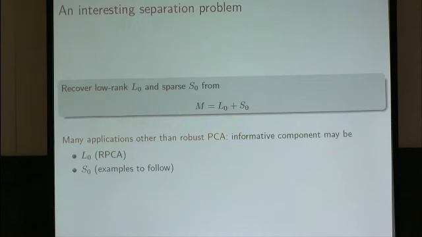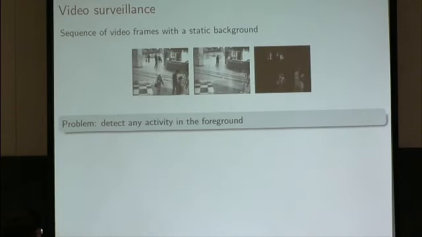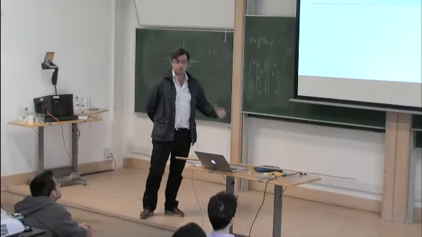Now, of course, in my application, the informative components may be either the low-rank component or the sparse component, and that depends a bit on your application. So, for example, in video surveillance, which is an application that some people care about these days, what you've got here are frames taken in an airport, and what you would like to do is separate the foreground from the background.